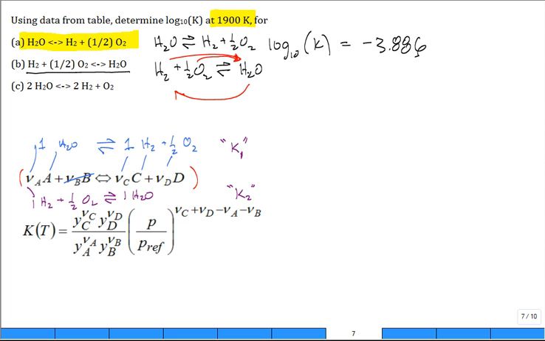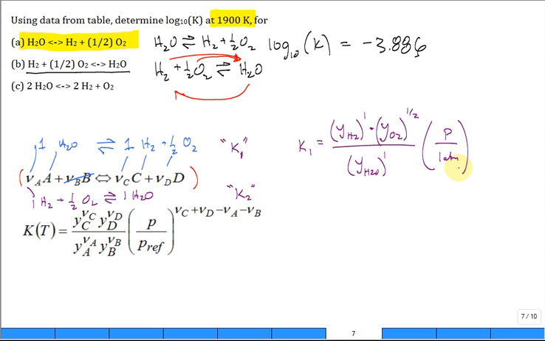Okay. If you look over here, K1 was equal to y sub c, y of H2 raised to the exponent 1 times y sub d, d was O2, raised to the exponent 1/2 divided by y of A, which is H2O, raised to the exponent 1 times the total pressure over 1 atm raised to the power nu sub c 1 plus nu sub d 1/2 minus nu sub A 1. True? That makes sense?